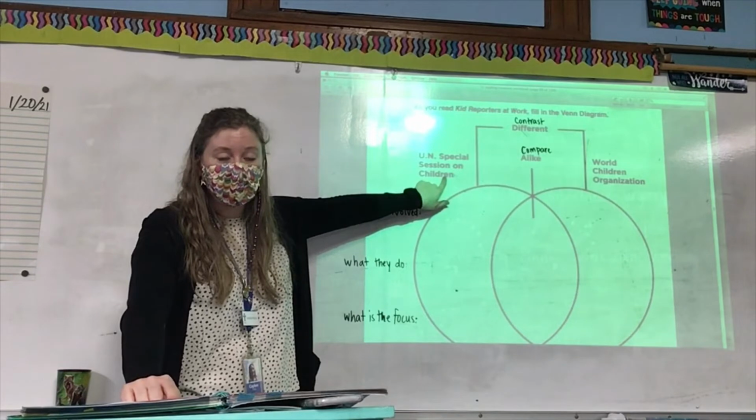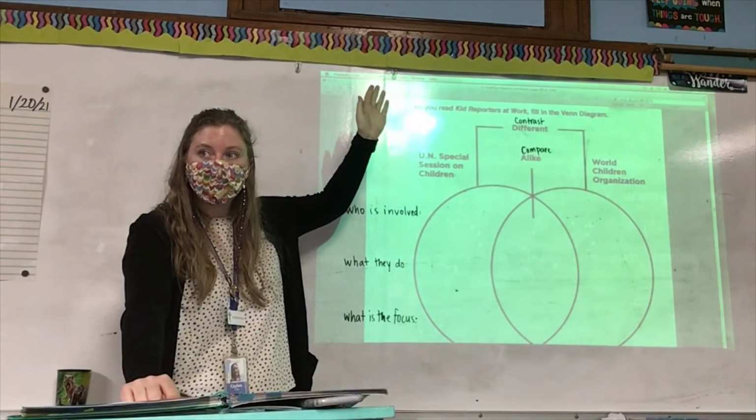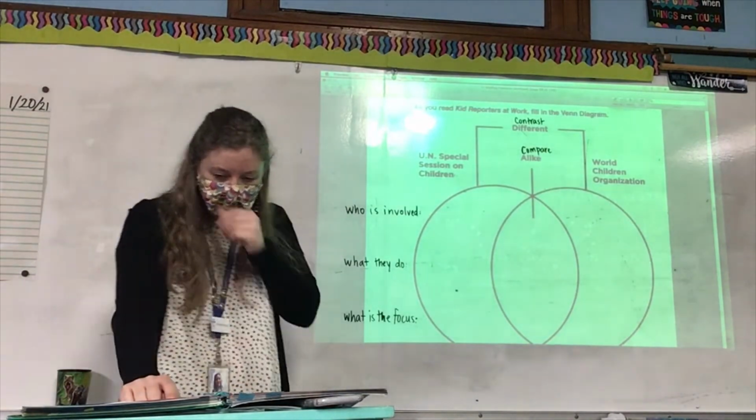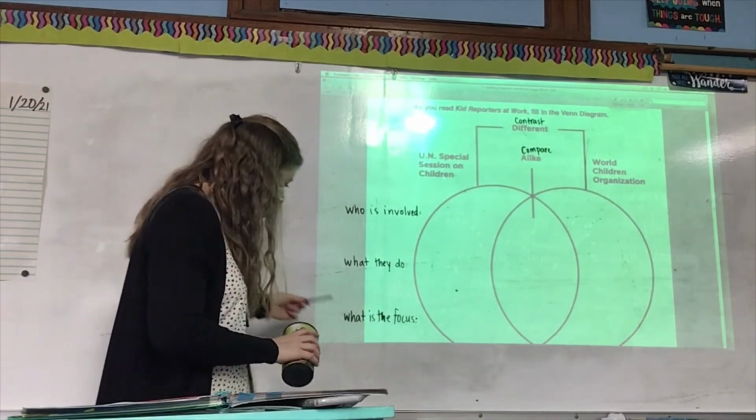UN, United Nations Special Session on Children. So we're going to find all the facts about this. Where? Ethan? On this page, in this part of the passage. Okay, read next. Zari.